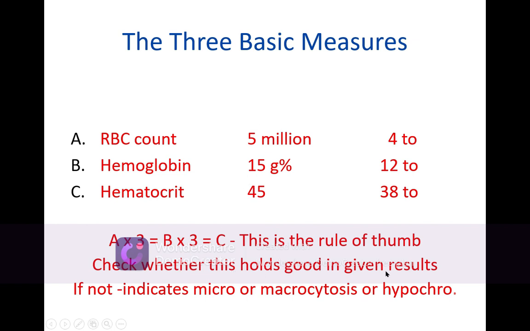Check whether this holds good in the given results. If not, it indicates microcytosis, macrocytosis or hypochromia, that is, you will then see the peripheral blood film. There are 3 basic measures, and there is a very good rule of thumb.